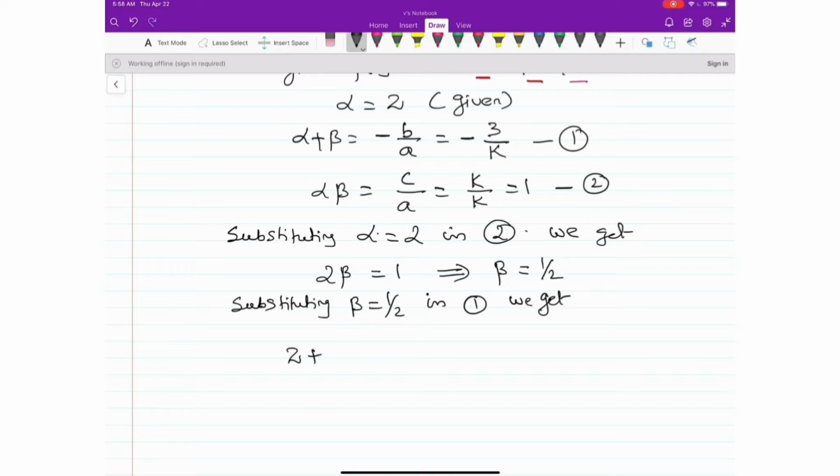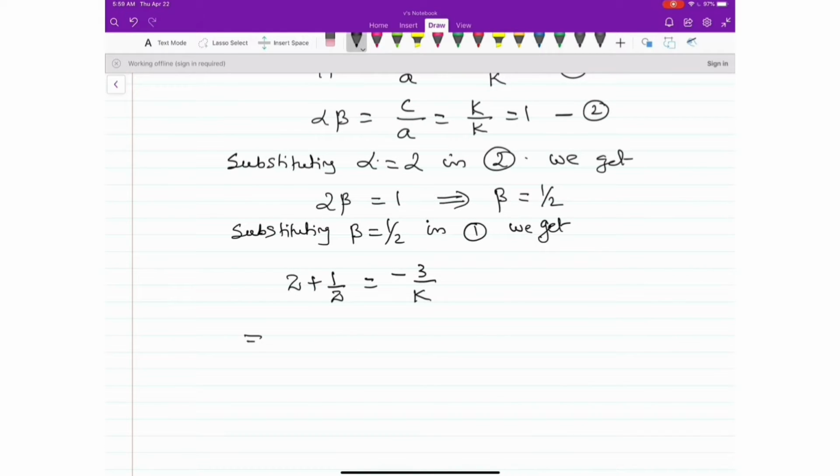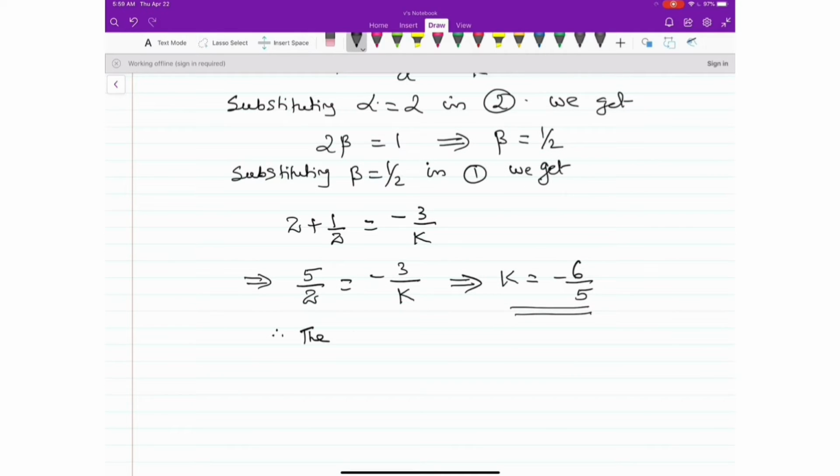2 plus 1 by 2 is equal to minus 3 by k. This implies 5 by 2 is equal to minus 3 by k, or in other words, k is equal to minus 6 by 5. Therefore, the value of k is equal to minus 6 by 5. This will be your answer.